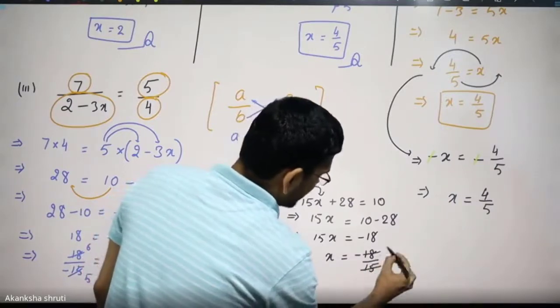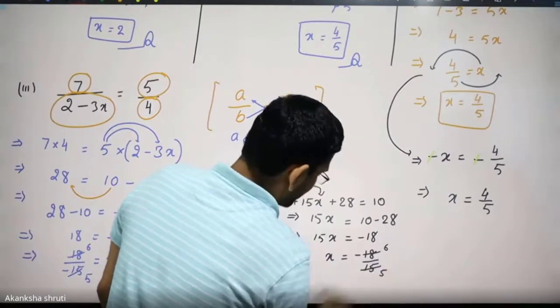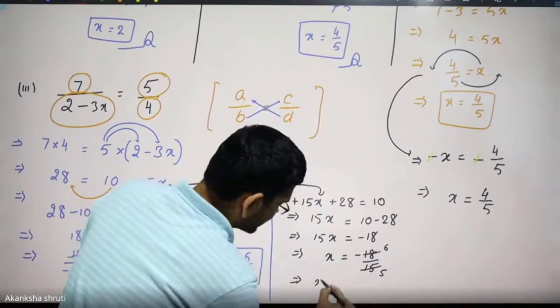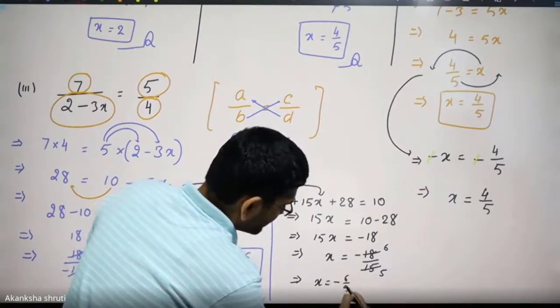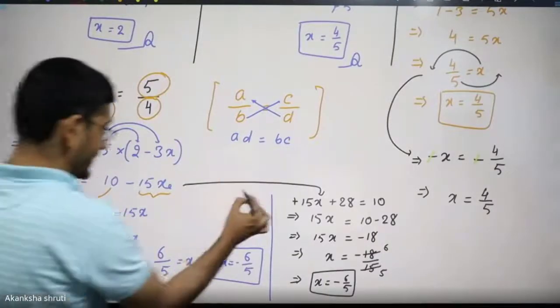Again, we are observing 3 is common. It will be 6 times, it will be 5 times, and minus is already there. So this implies x is minus of 6 by 5. Here we are getting both the results same.